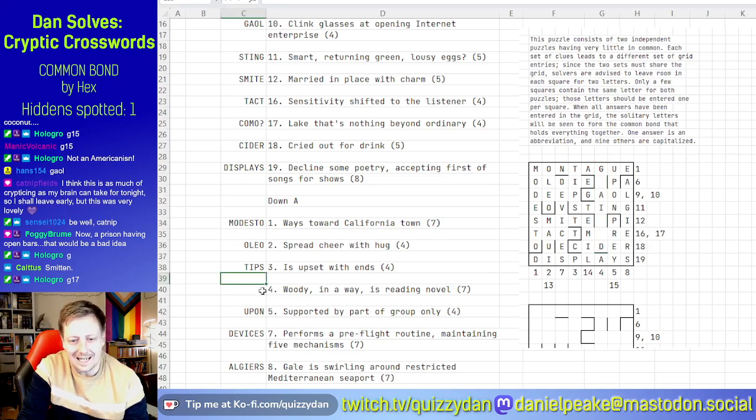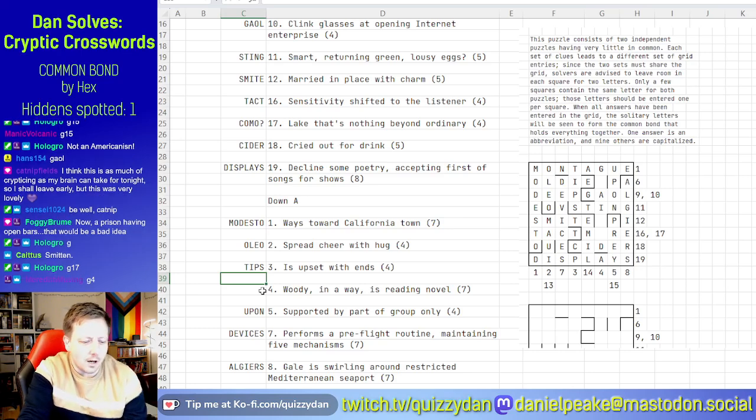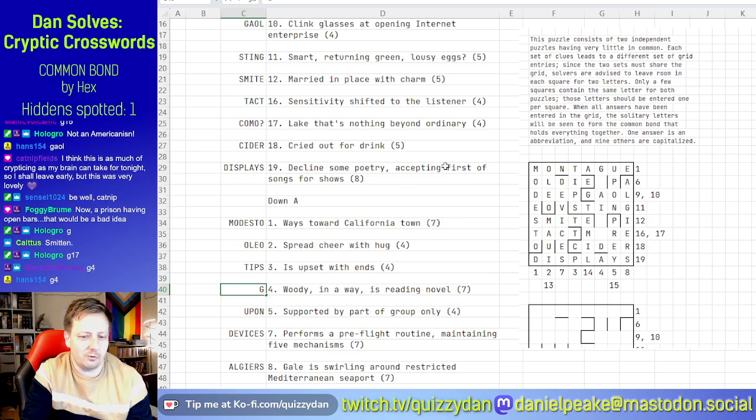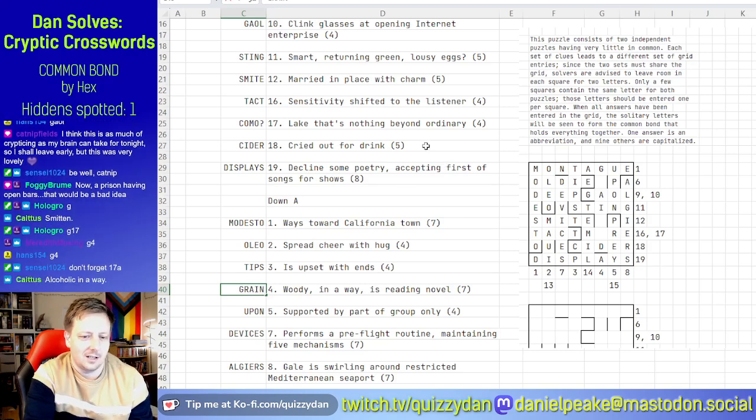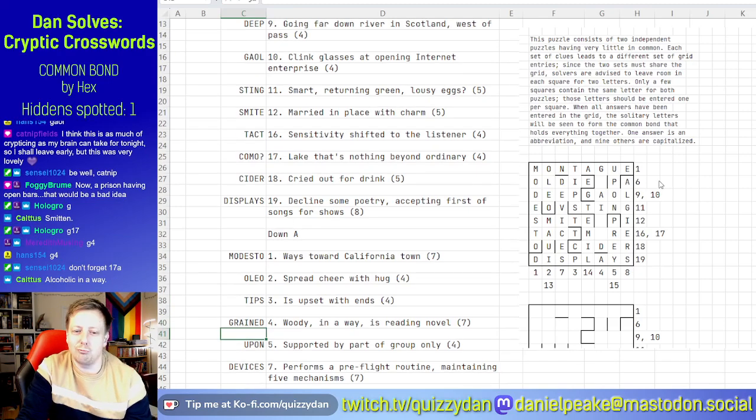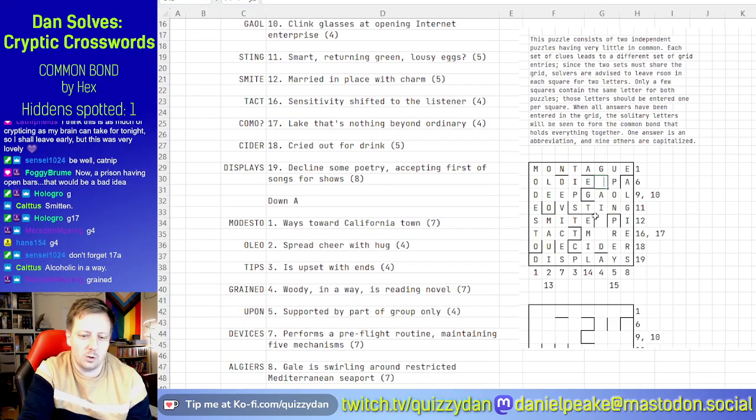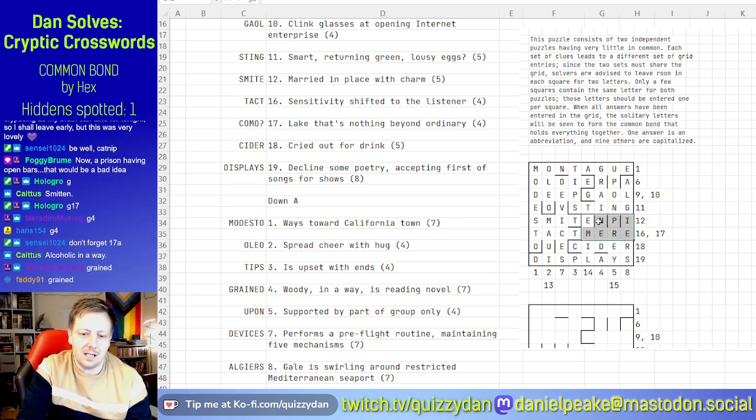Woody, in a way, is reading novel. I must be an anagram of reading then. Okay, woody, in a way. Oh, okay, yeah, I've got 4. Go for 4. Starts with G, because you can see it in the grid. And then grained, I think. It's like woody stuff is grained. Yep. And that gives us Mia for this.